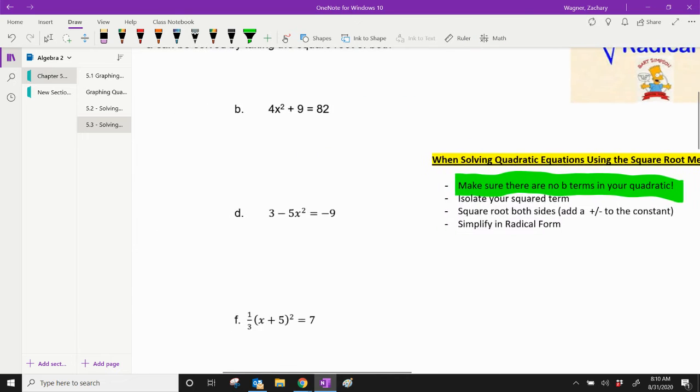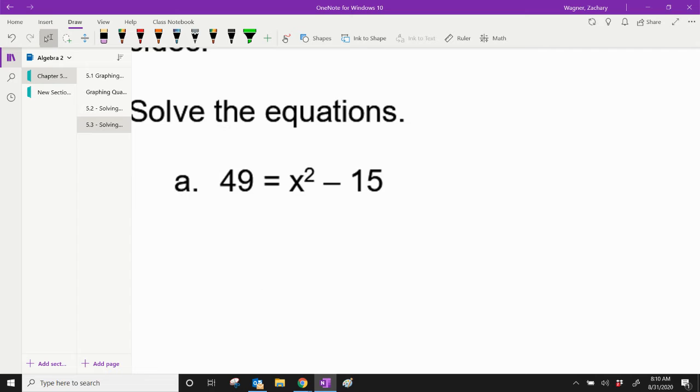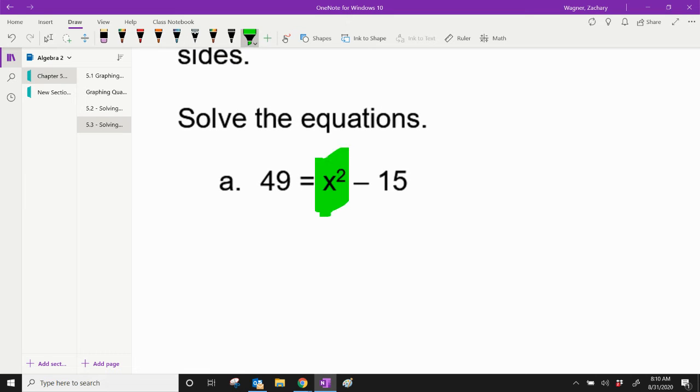But let's get to the practice. We're going to solve this equation. Notice it's a quadratic because this term is squared. There is no b term, right? There's no x values, it's just a constant and a constant. What we're going to do, step A, is isolate our squared term. We have to get x squared all by itself. In order to do that, we're going to get rid of this 15. Add 15 on both sides.